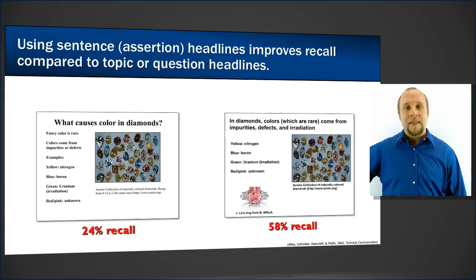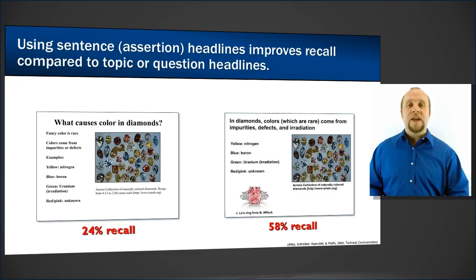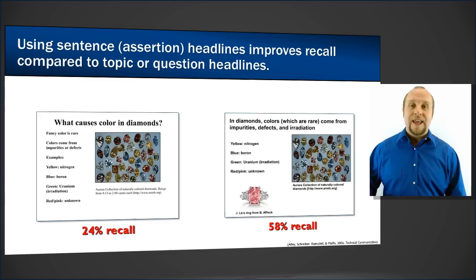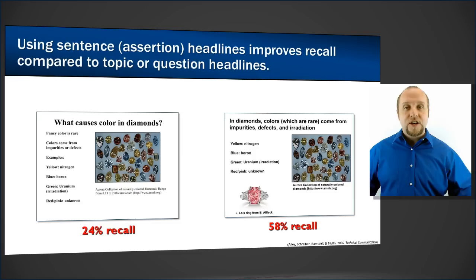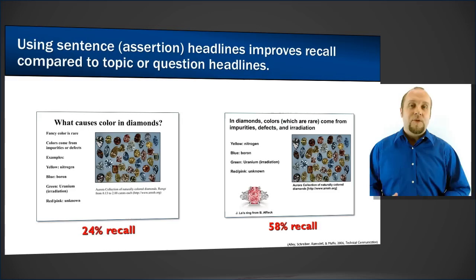So the assertion evidence structure gives us the ability to represent more complex relationships between ideas. It focuses the audience on the most important information that they should take out of each section of the presentation. And finally, it results in much better retention of your audience for the information that you're presenting.